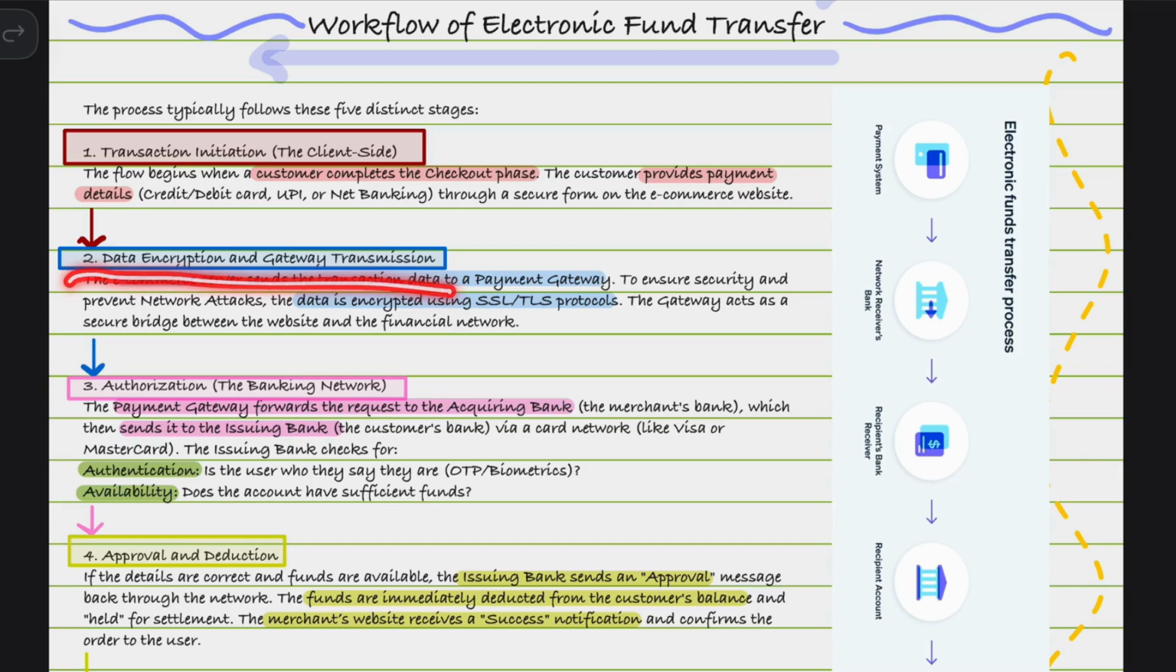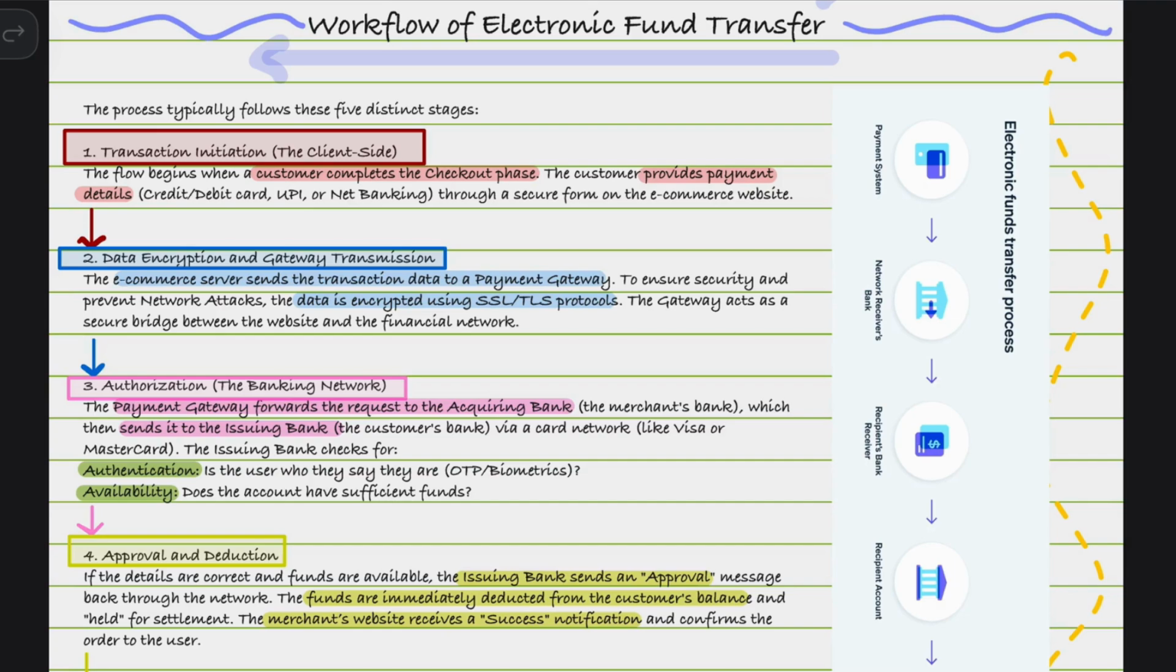Now comes the second stage, in which the moment Rahul clicks the button, the Electro Hub server immediately takes the sensitive data payload and wraps it up in an uncrackable SSL shield, meaning it encrypts it, and fires it across the web to our integrated payment gateway. For example, there can be a payment gateway like Razorpay, and this gateway acts as a secure digital truck that takes that message to the required place. This is how data encryption and gateway transmission works.